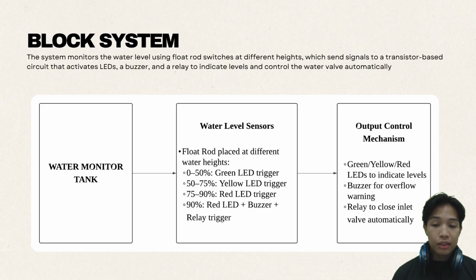In the water monitor tank, it has a water level sensor, which is the float rod. The float rod will be placed at different heights depending on the water level. So 0 to 50%, it will trigger the green LED. 50 to 75%, it will trigger the yellow LED. 75 to 90%, it will trigger the red LED. At 90%, it will trigger the red LED and buzzer, and it will also trigger the relay, which will close the valve automatically. For the output control mechanism, the LEDs indicate the levels, the buzzer gives an overflow warning, and the relay closes the valve automatically.